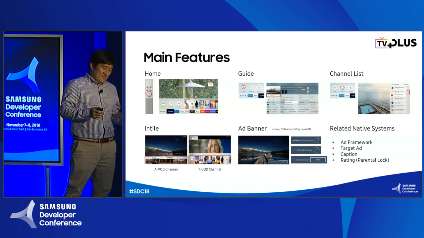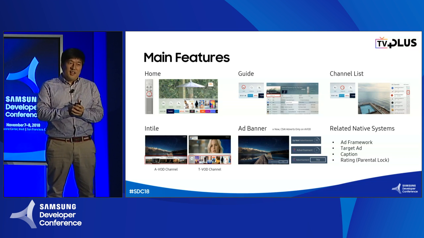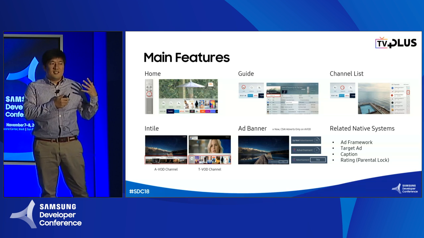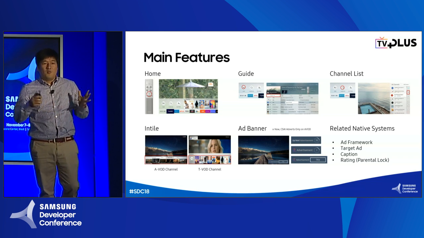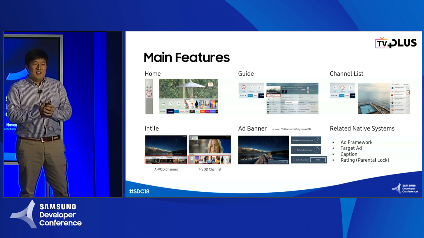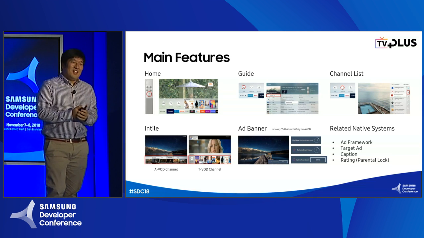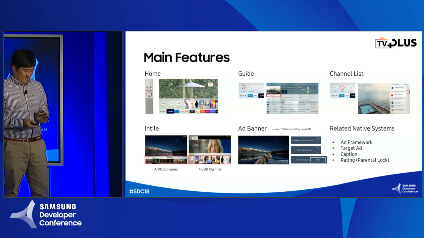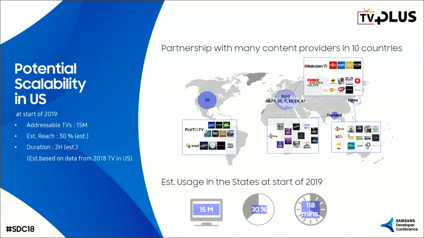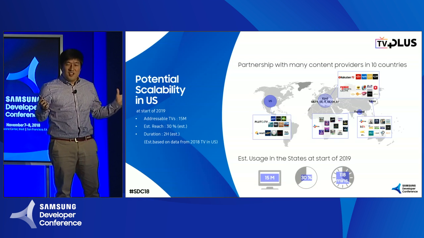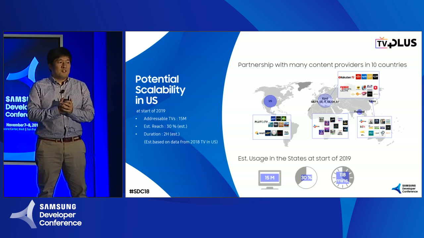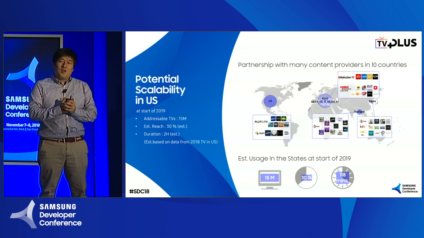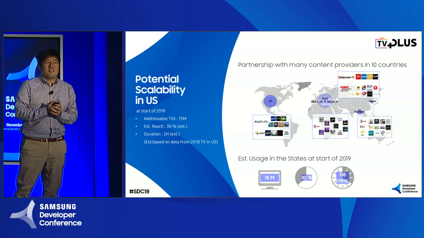There is an ad banner as well, and we are providing an ad framework. We started together with AVAD extension target advertisement to make your business efficient and to monetize highly. Even though it's an OTT streaming service, we are providing caption and rating as well, so it has potential scalability in the US market. We currently provide this service globally in 10 countries with many partners and channels. At the moment in the US market there are just 10 channels, but there will be more than 40 channels at the start of next year.